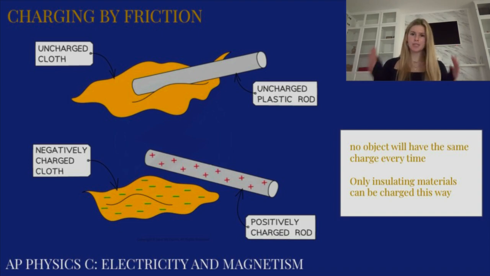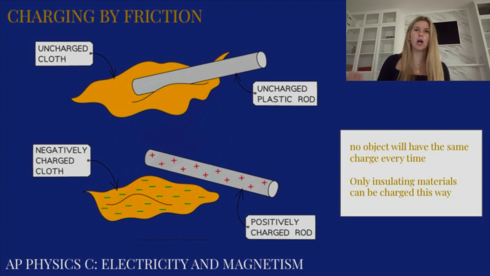What happens is you take these two objects and you rub them together for a while, and this rubbing motion creates friction, which induces the transfer of electrons between objects. So in the end, you'll end up with one object negatively charged and one object positively charged, because the electrons from the positively charged rod or object moved to the one that is now negatively charged. So when you rub, no object will have the same charge every time.